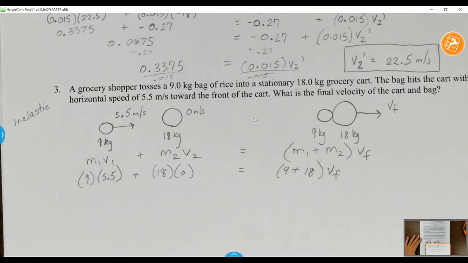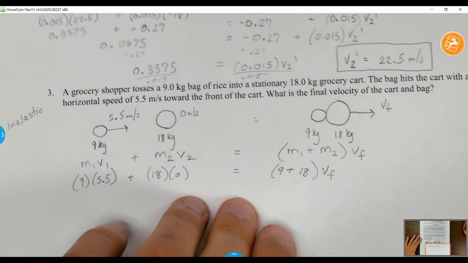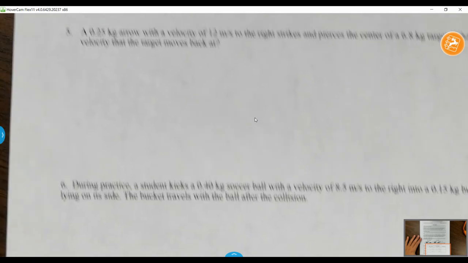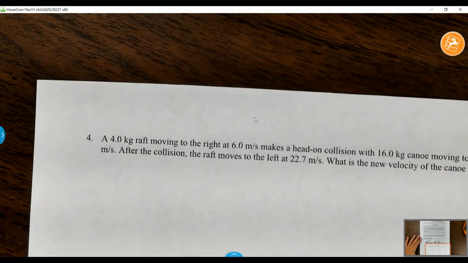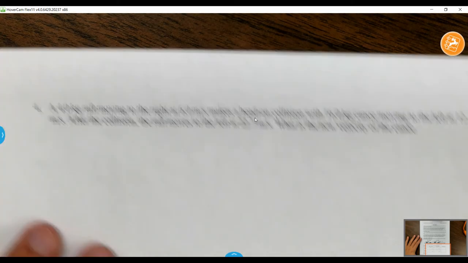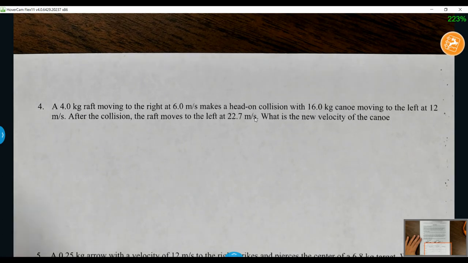Now, the next problem here is number 4. Now, number 4, in this case, we got a 4 kilogram raft that's moving to the right. It makes a head-on collision with a canoe moving to the left. Afterwards, the raft is going to move to the left at a certain speed. What is the velocity of the canoe?